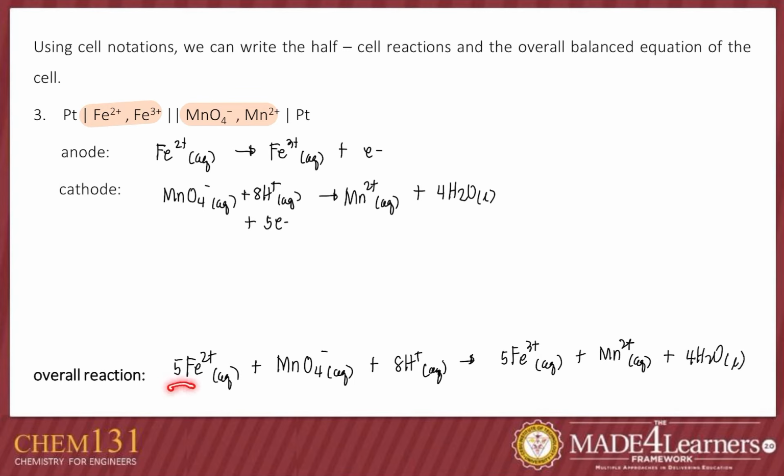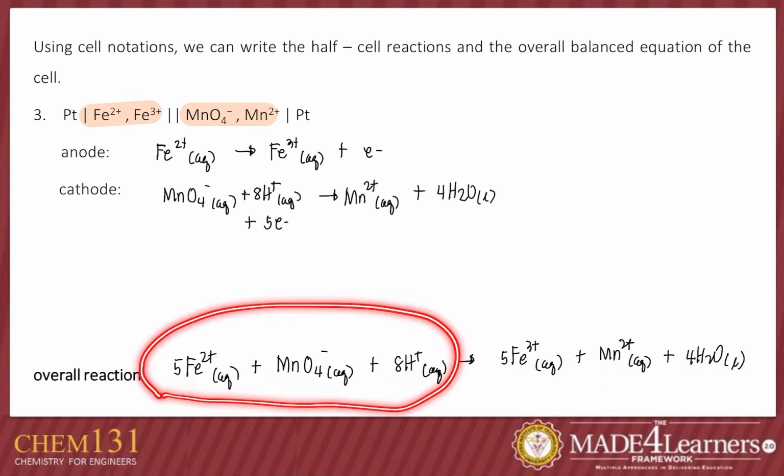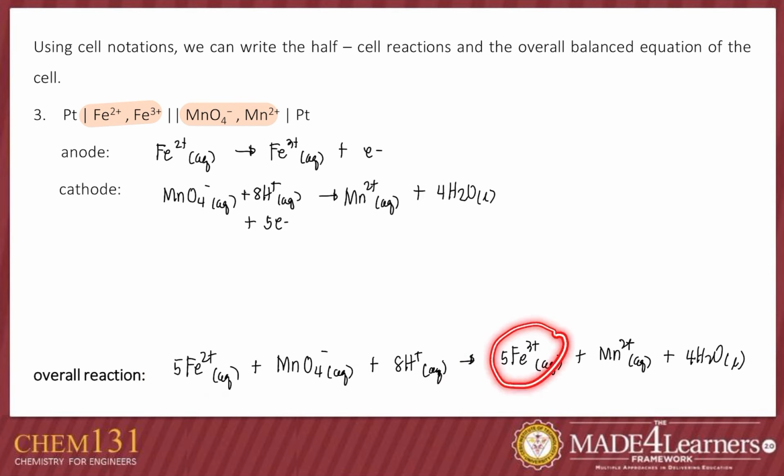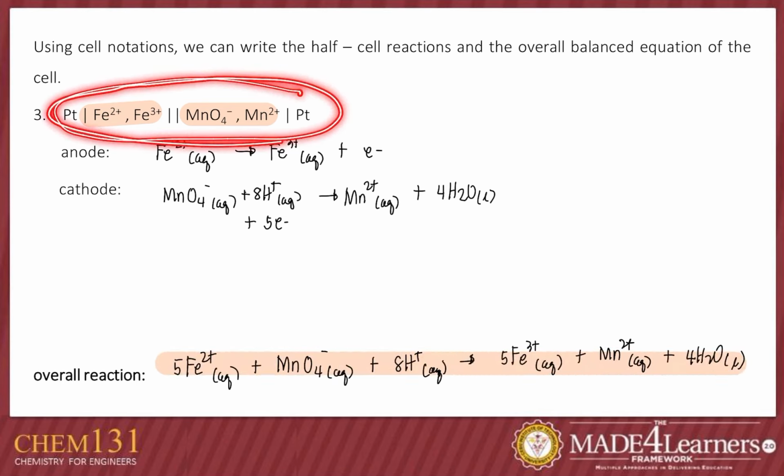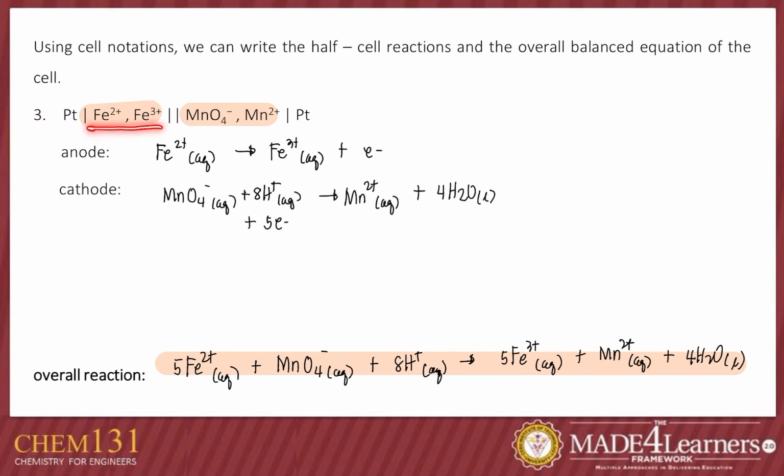So let's check. We have 5 iron atoms, one manganese, 8 hydrogen, and 4 oxygen. Okay? The total charge on the left is 10 minus 1, that's 9, plus 8, that's a total of 17. And here we have 5 times 3, that's 15, plus 2, and that's also a total of 17. So this is our overall cell reaction given this cell notation representing the galvanic cell where these two half reactions take place.